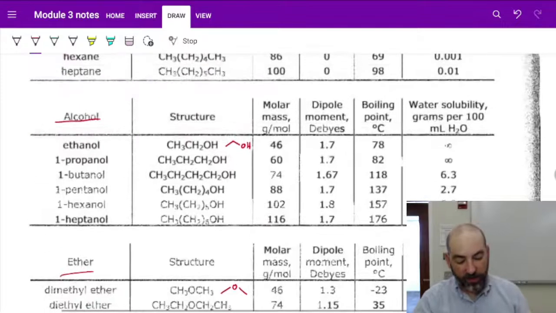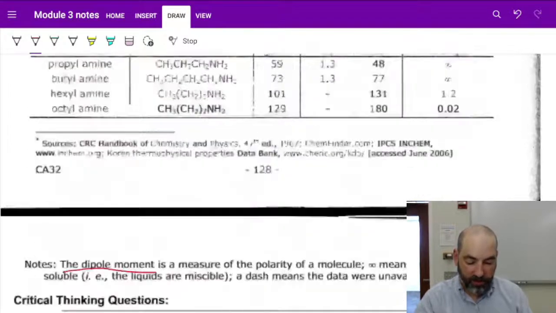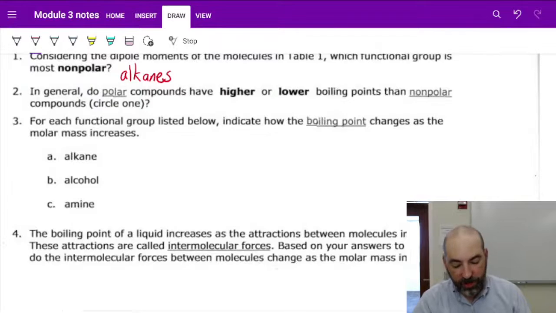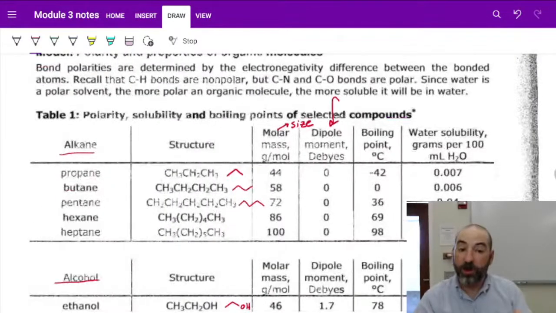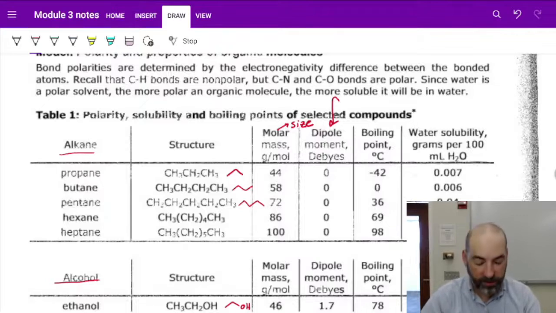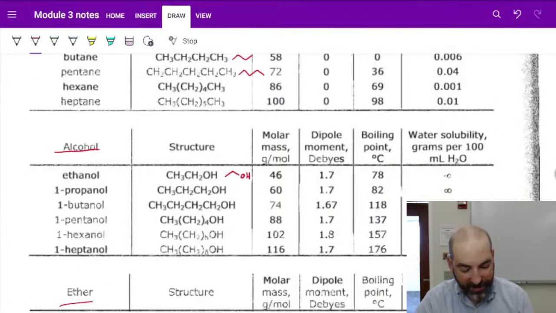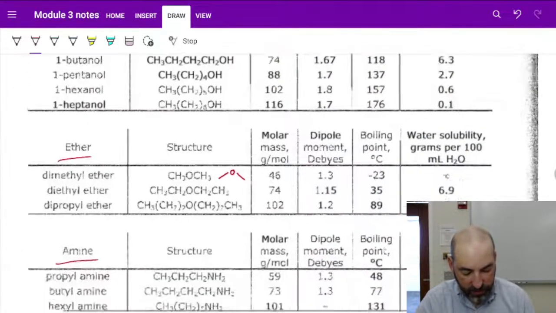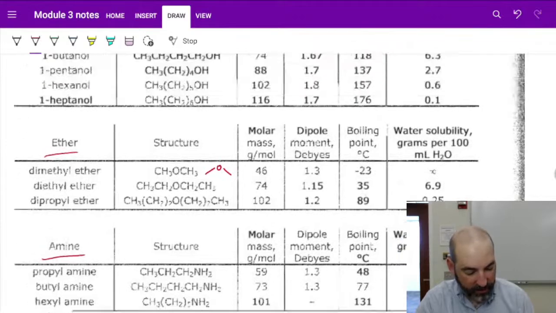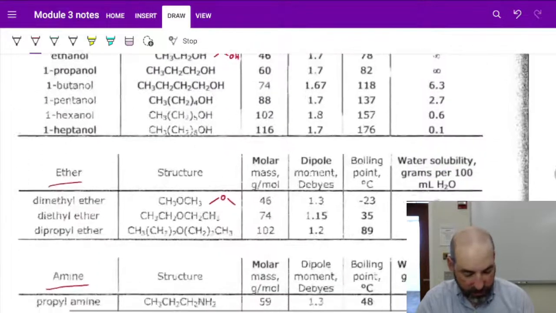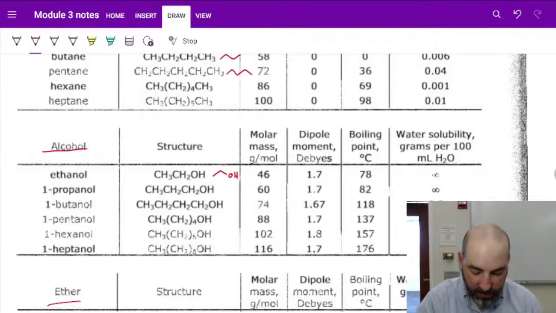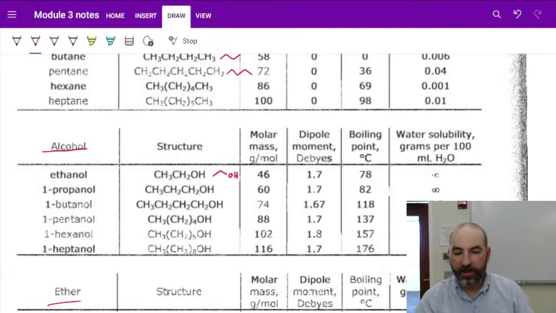But if we start looking at all of the other ones, you should see a little bit of a trend there. So in general, we would say that polar compounds have higher boiling points, although there are some exceptions that we're going to have to deal with later. If we look at the lightest ones, 44 minus 42, 46, 78, 46 minus 23, even 59, 48, that one's quite a bit bigger, so I don't know that we can really say that. But those, definitely the polar ones, were higher than the nonpolar one.